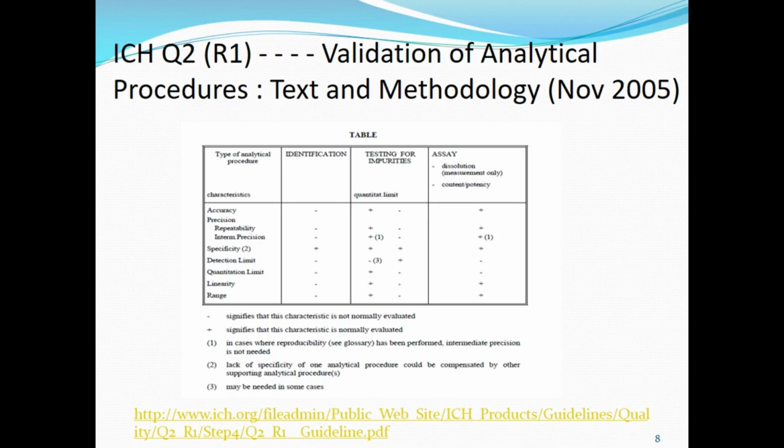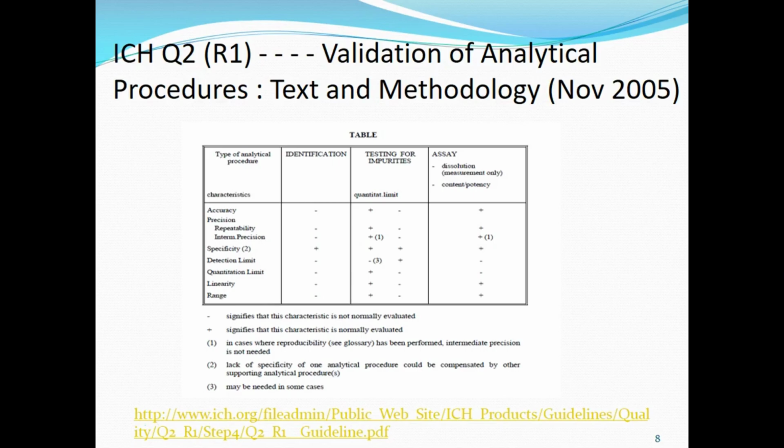So I've pulled this table from the ICH guidelines. It breaks down depending on what you're looking for. We talked about identification methods and assay methods. So the list of characteristics is on the left hand side, and then depending on what type of method you're doing, you either carry out the evaluation or not. For example, if we look at specificity, you can see that it's only required when we're validating identification methods.